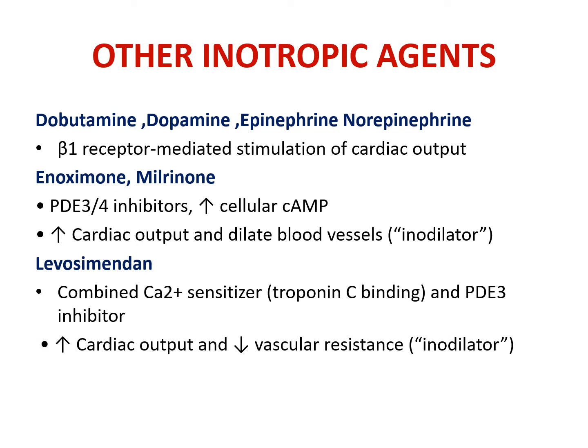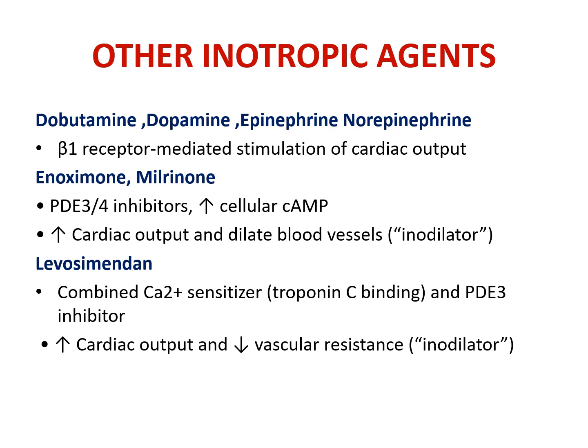The other inotropic agents are dobutamine, dopamine, epinephrine, and norepinephrine. They mainly act via beta-1 receptor mediated stimulation of cardiac output. And you have drugs like inamrinone and milrinone. These are phosphodiesterase inhibitors which act by increasing the cellular cyclic AMP level. So they increase the cardiac output and also dilate the blood vessels by phosphodiesterase inhibition, so they are called inodilators.